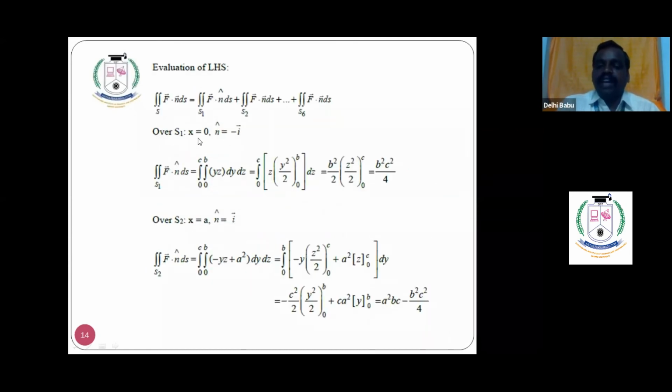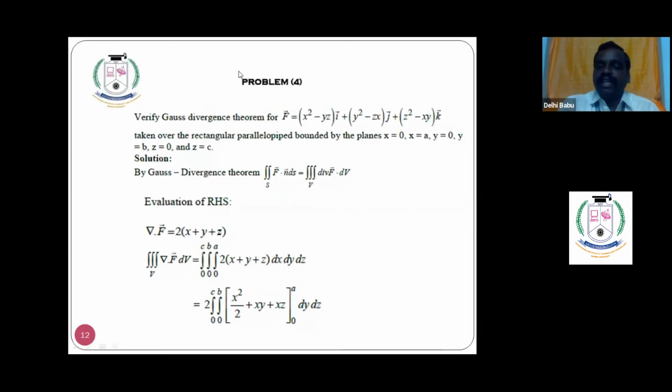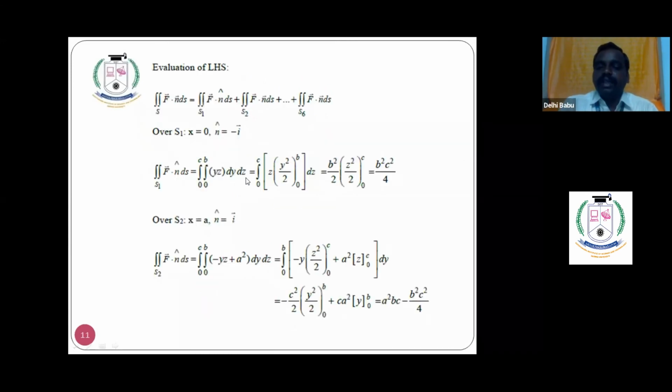Okay. First I will find x equal to 0. Before that, F vector dot n cap. F vector is already given in the problem. What is given? F vector is x square minus yz into i vector. This is your F vector. So here n cap we assumed as minus i. So minus i dot i is 1, so I have only the minus sign. Here x is 0, so this term will be 0. Minus or minus plus, so we have only yz into ds. In the x direction ds is dy dz.